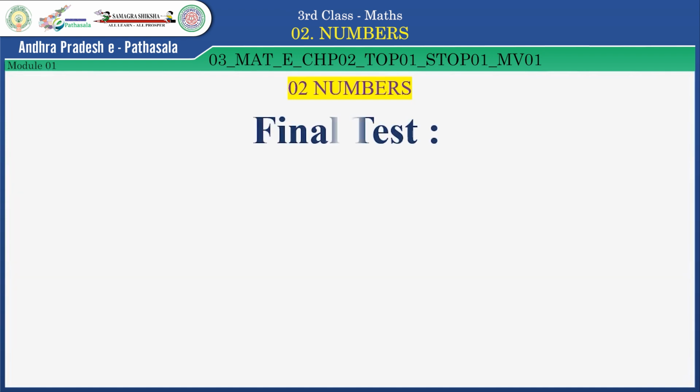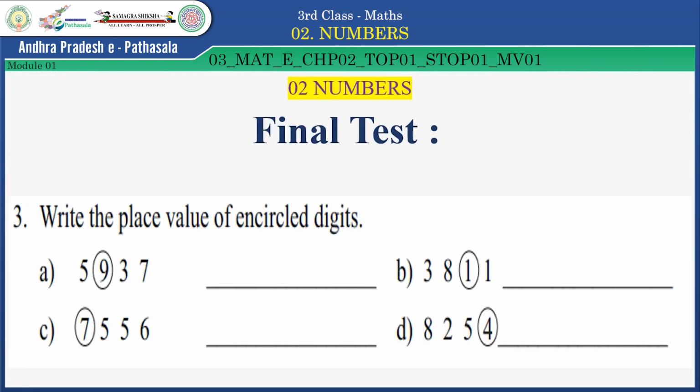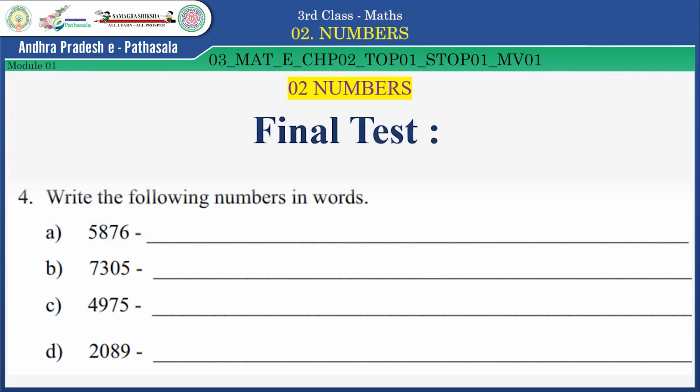Students, read the numbers given in words below and write in numbers or numerals in the boxes. Yes, very good, students. Next question. Students, write the place values of encircled digits. Very good, students. Next question. Students, write the numbers in words. Very good, students. Next question.